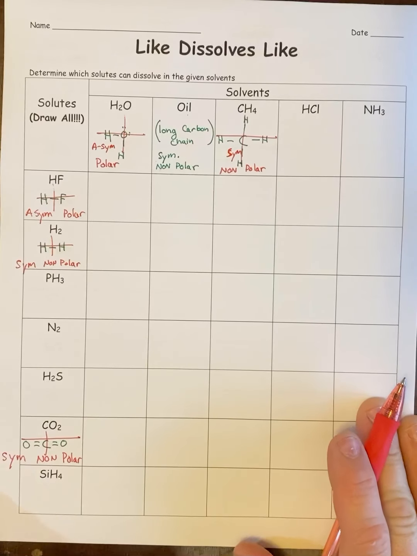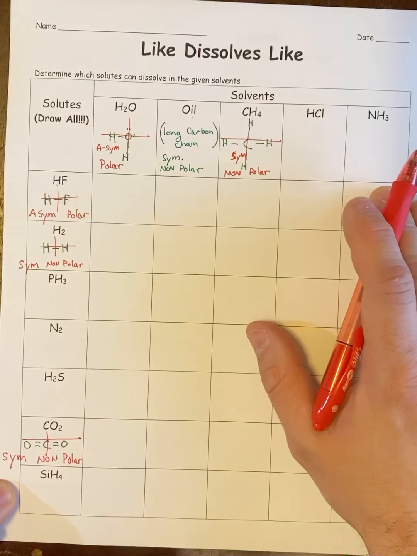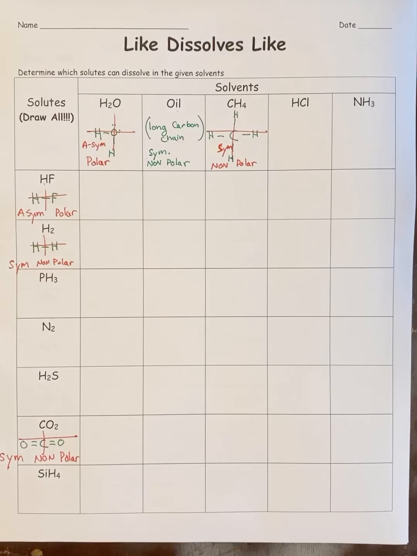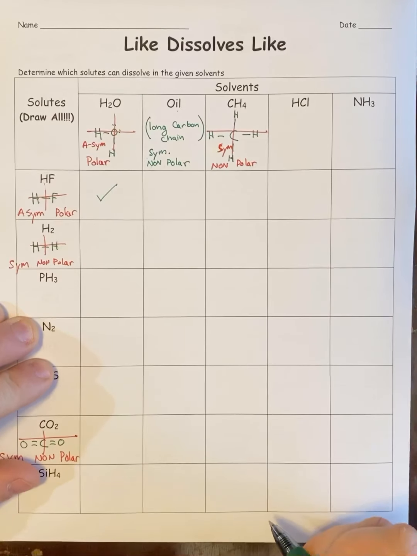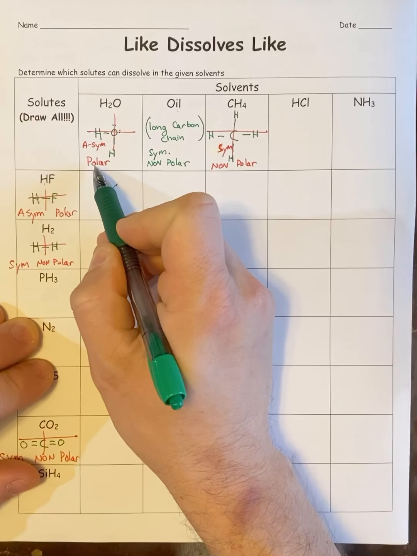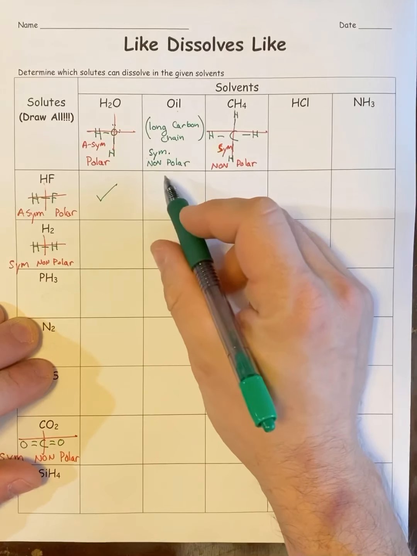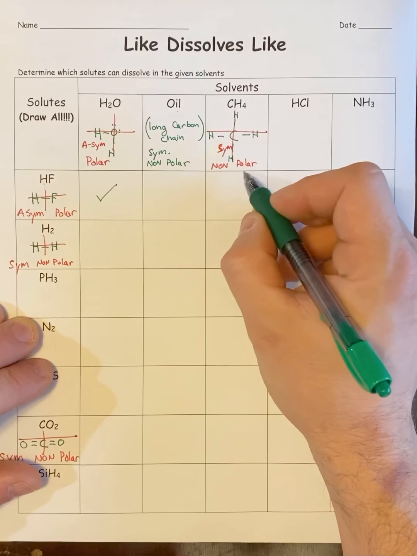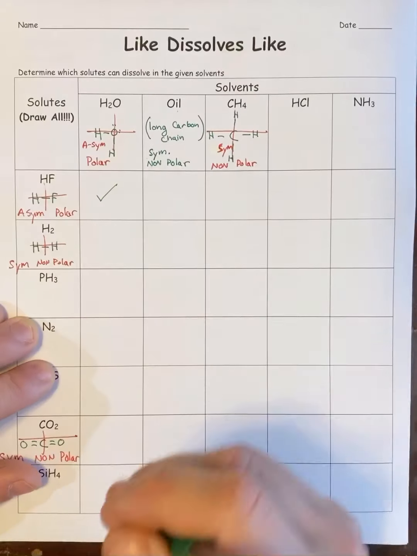So now here's what you're going to do. It's real simple. If these are your solutes, these are your solvents. If they dissolve in each other, just give it a check. So, for example, HF will dissolve in water. The reason? Like dissolves like. They're both polar. It will not dissolve in oil because they're nonpolar, and it will not dissolve in CH4 because, again, polar likes to dissolve in polar, not nonpolar. So I'm just going to check off H2O.